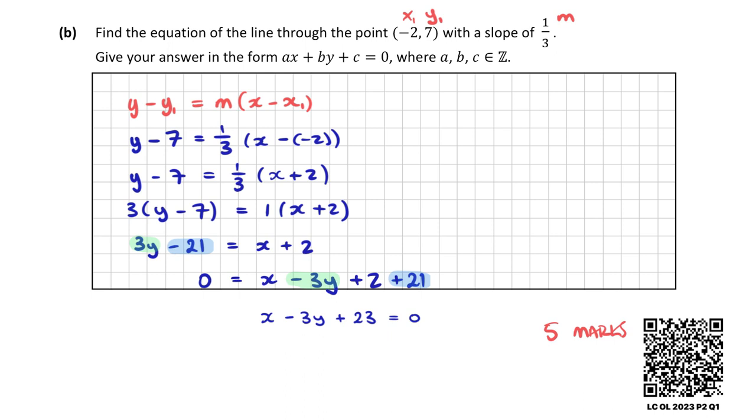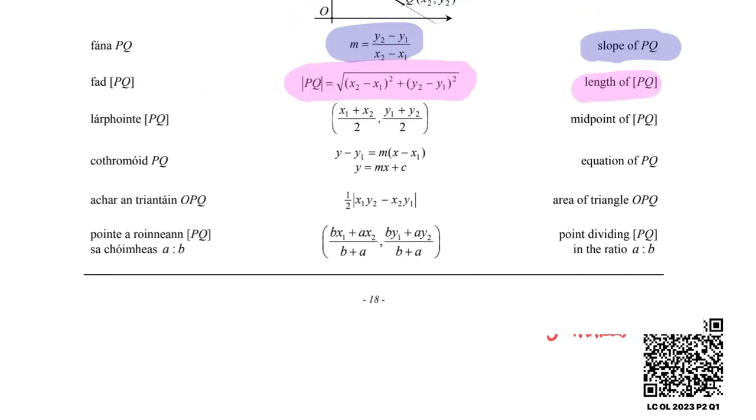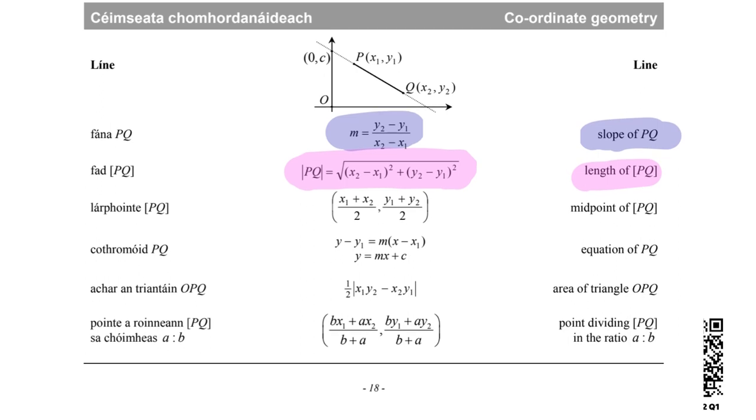So again, we're asked to get the equation of a line, so we bring back in our log tables and we have a look at what's on page 18 in terms of the equation. If we want to get the equation of a line, we've got 2 choices. We can do either the first one, which is y minus y1 is equal to m times x minus x1, or we can do the second one, which is y equals mx plus c. The second one we use if we know the y-intercept. In this case, we don't know the y-intercept, so we're going to use the first equation.